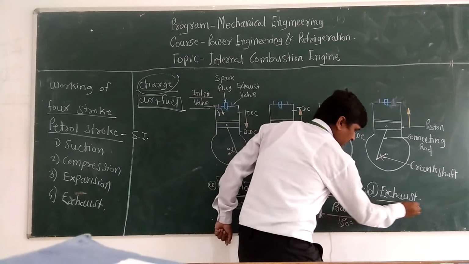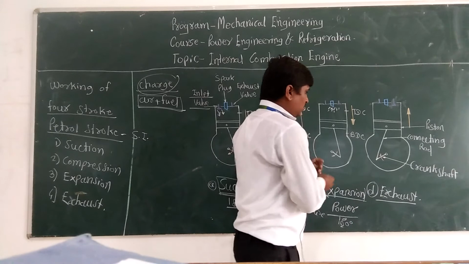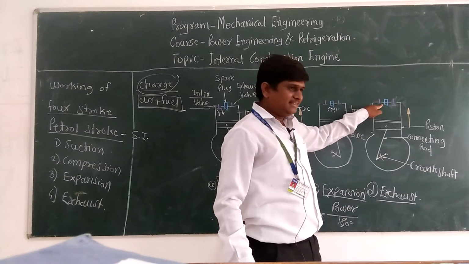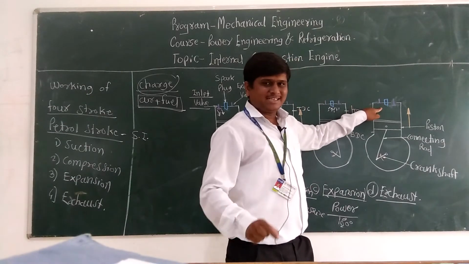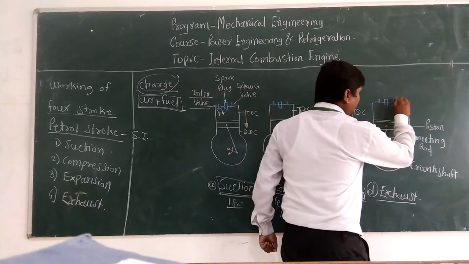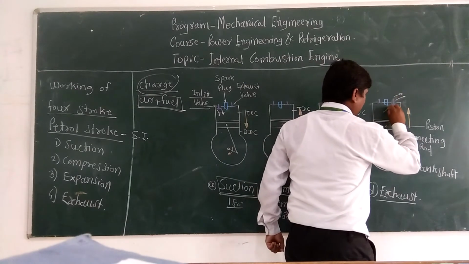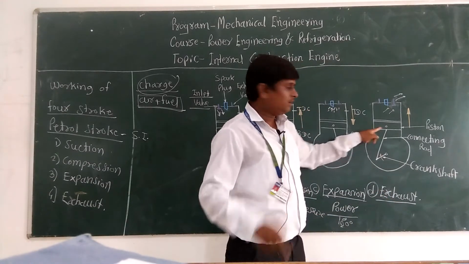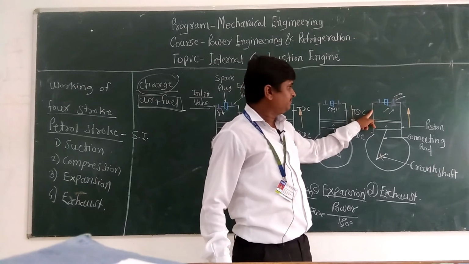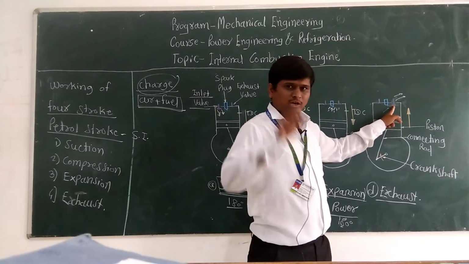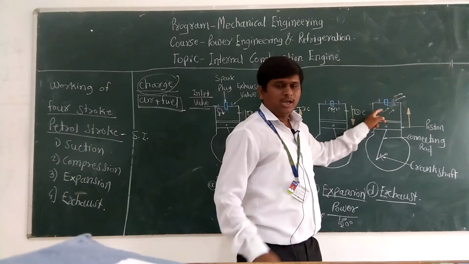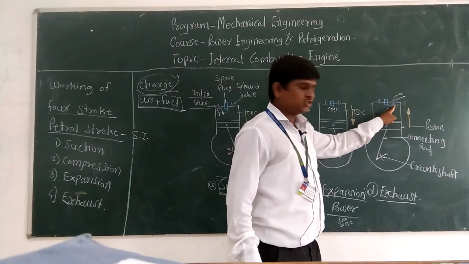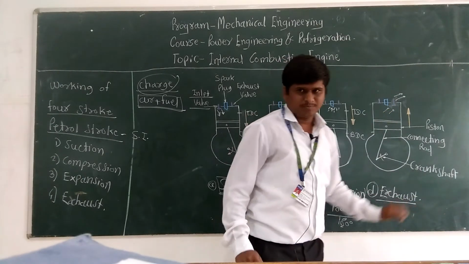Another stroke is the exhaust stroke. In the exhaust stroke, the piston moves from BDC to TDC. At that time, the exhaust valve is open and the inlet valve is closed, and the exhaust gases are swept out of the cylinder through the exhaust valve.